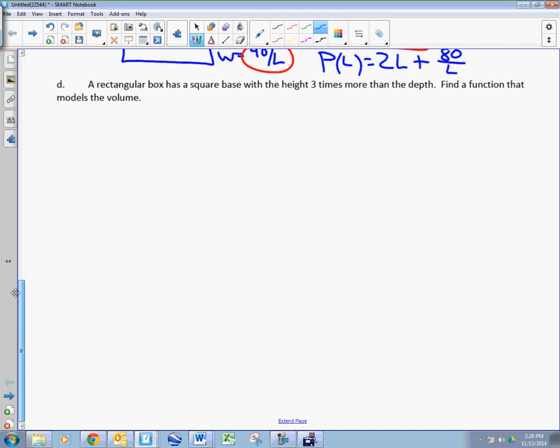Okay, last one. Rectangular box is a square base.